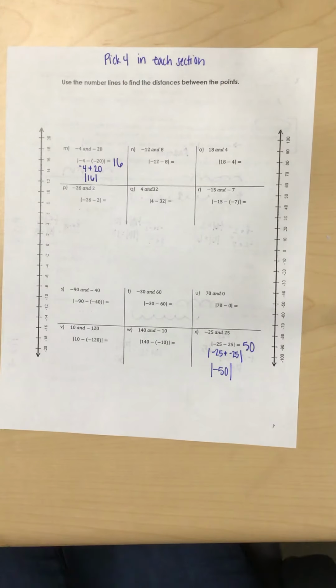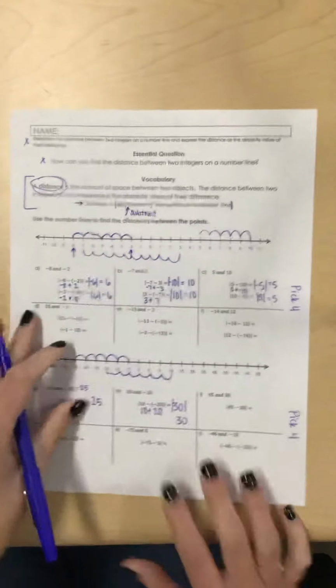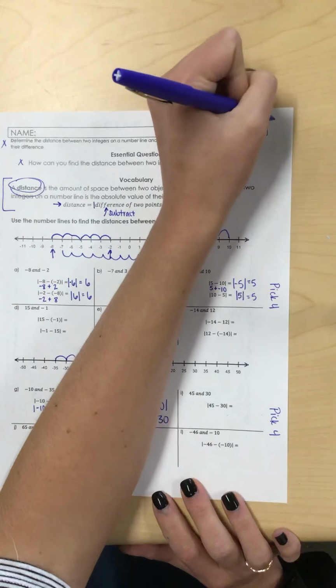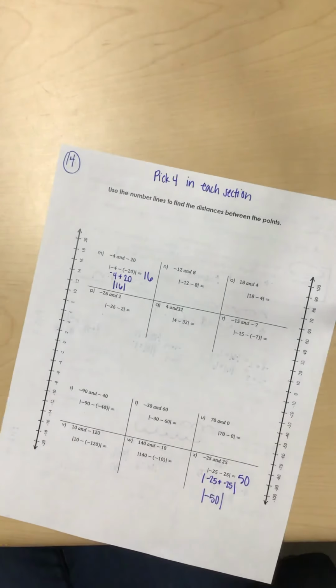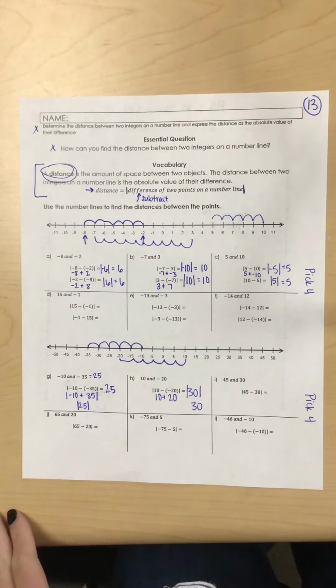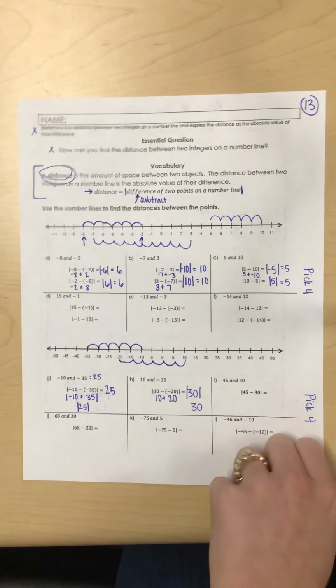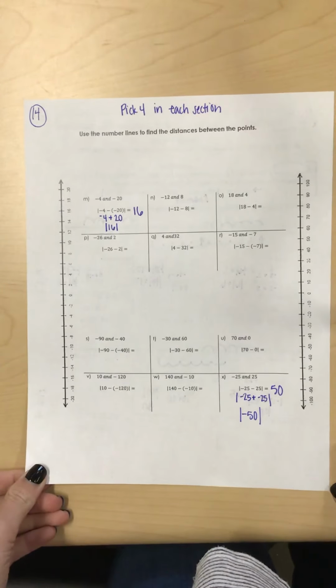So go ahead, finish this page, or these pages, I guess you should say. Again, on the front, this was page 13. This was page 14. And you're writing it in your binder or your notebook. I'll put them both back on the camera so it's clear so you can see it well for a few seconds. Hopefully this helps. Finding distance is just another way to use subtraction and absolute value.